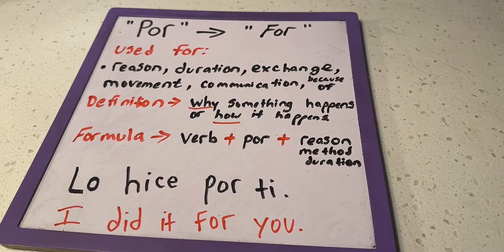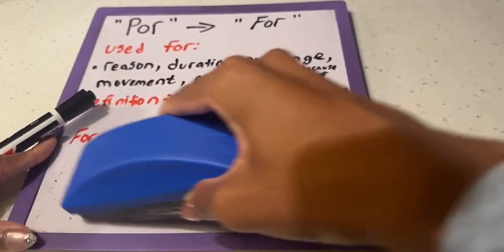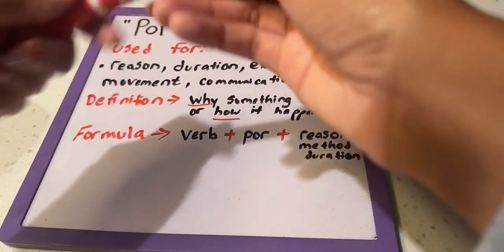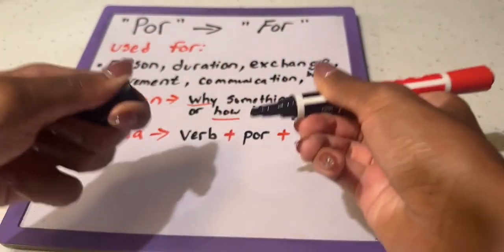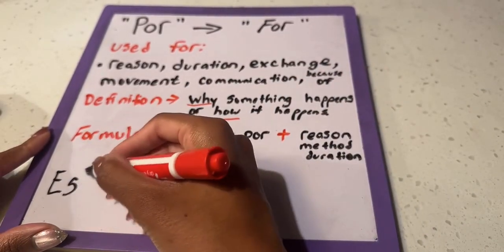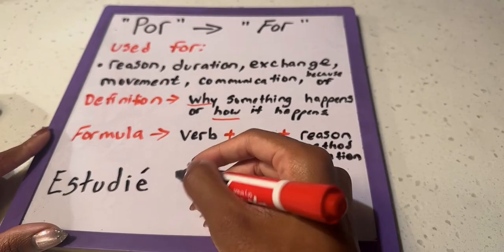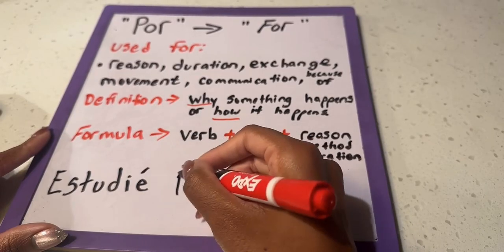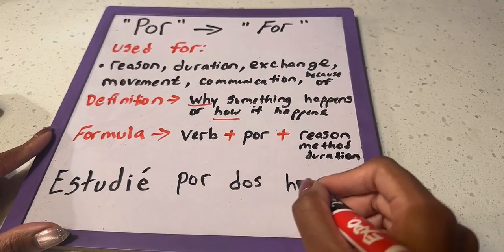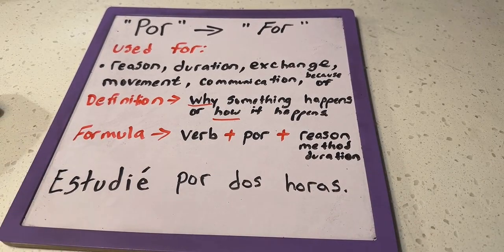Now, let's do duration. That's one of my favorites because that's such a common one. Duration. How long you did something. Let's say, estudié. How long do we want to study for? Por 2 horas. Okay, estudié por 2 horas.